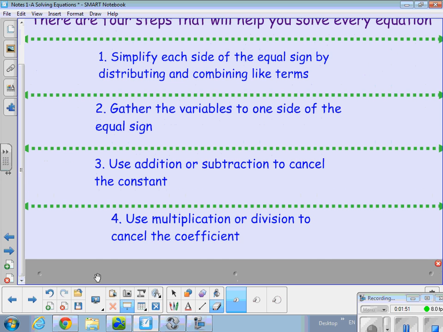Last but not least, we want to use multiplication or division to cancel that coefficient. The coefficient is that number that's being multiplied by the letter. We want to get the letter all by itself. So to do that, we're either going to multiply or divide by the number that's with it. All of these steps will lead you through solving equations. So let's take a look at some examples.